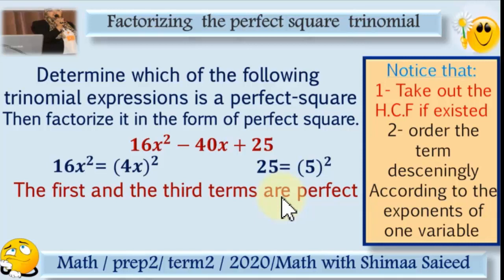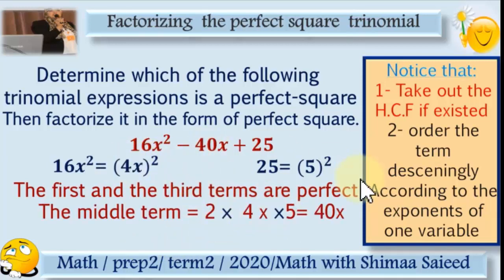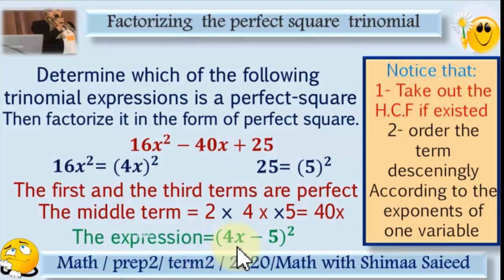What about the middle term? If we multiply 4x by 5 by 2, we will have 40x. 2 times 4x times 5 equals 40x, the middle term. So this is a perfect square trinomial. We can write the expression as the root of the first term, minus, this negative sign being the sign of the middle term, the root of the third term, all power 2.